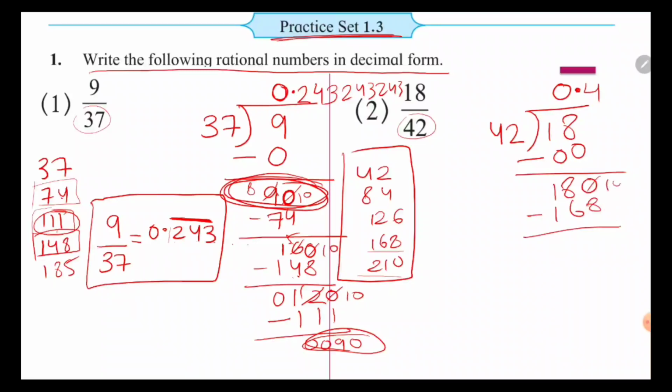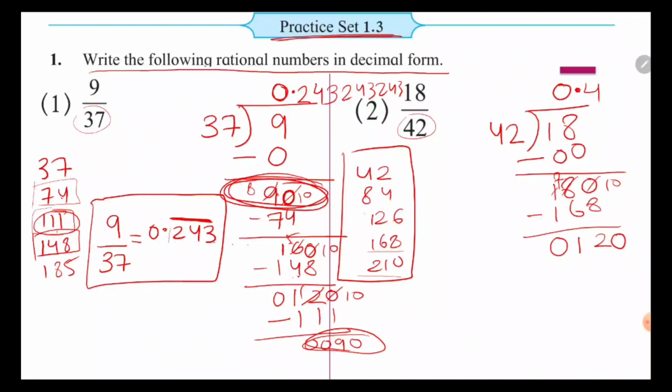I'll be subtracting it. Okay, so 10 minus 8 will be 2. Sorry, this will be 7. 7 minus 6 will be 1. 1 minus 1 will be 0. So this becomes 12. Okay, so again I'll be putting a 0 over here.